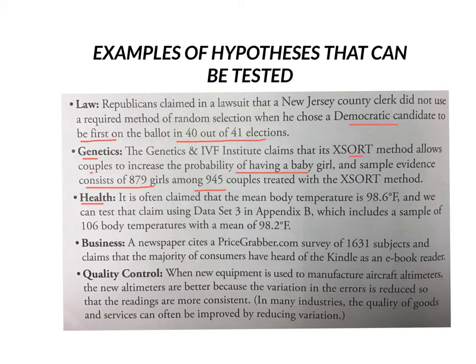Health. It is often claimed that the mean body temperature is 98.6. However, we have a sample in our data set in the back of the book, which includes a sample of 106 people, and their mean temperature was 98.2. So we want to test, is it really 98.6 or is it less?